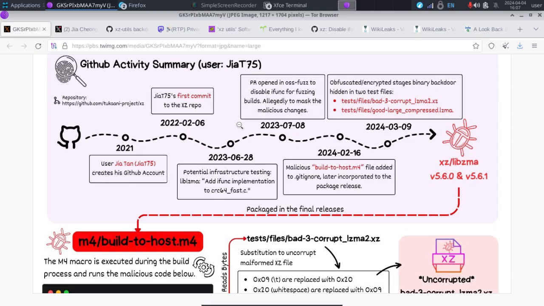So what they did was they first signed up for the account in 2021. Then they made their first commit in 2022. So they were really taking their time. They weren't rushing to get this backdoor in. And that shows patience and planning. And so we know it was likely a nation state.